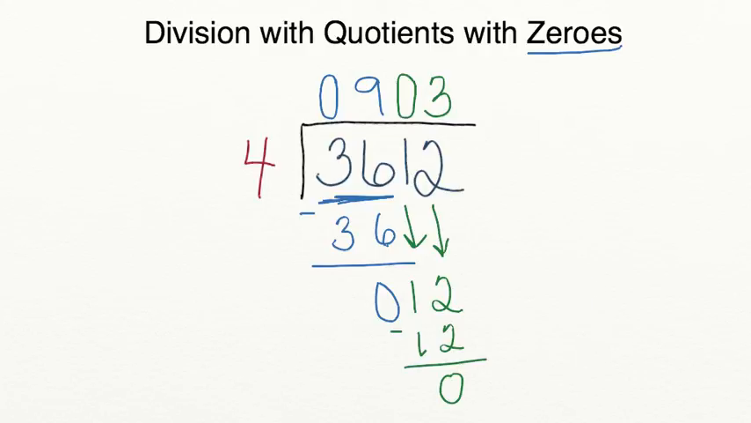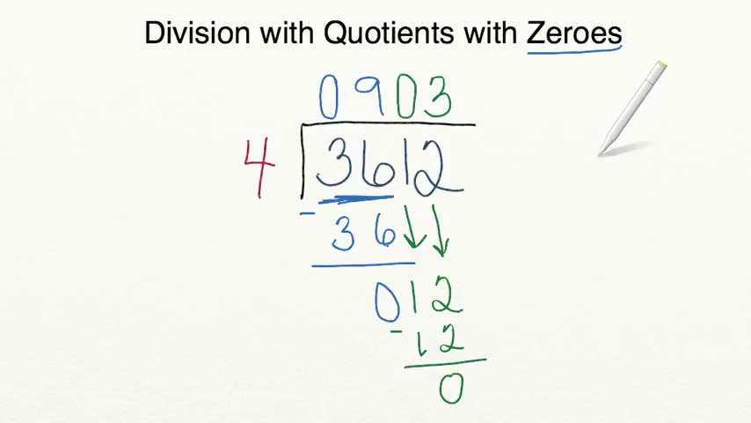Now I want you to notice how important it is that we put these zeros in the quotient. Our first 0 was a placeholder to make sure that our 9 wasn't put into the thousands place and was lined up with our hundreds place. Our second 0 was a placeholder for the tens place, and that made sure that our 3 didn't accidentally become 30 in the tens place.